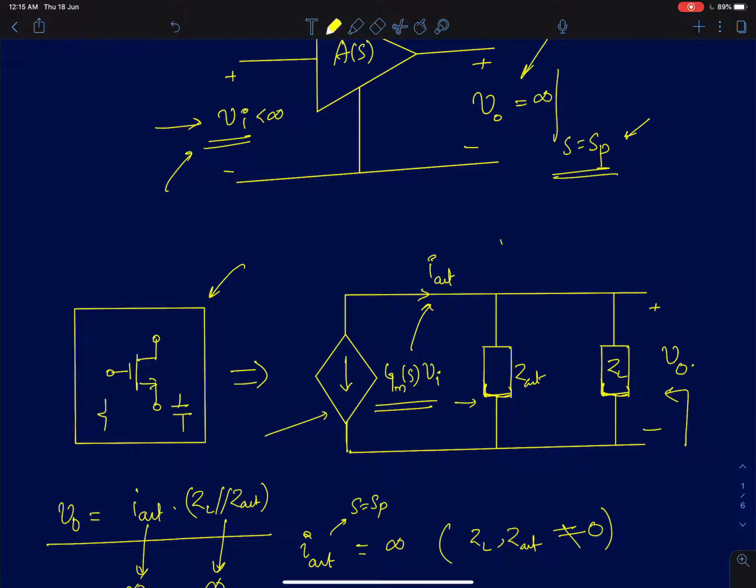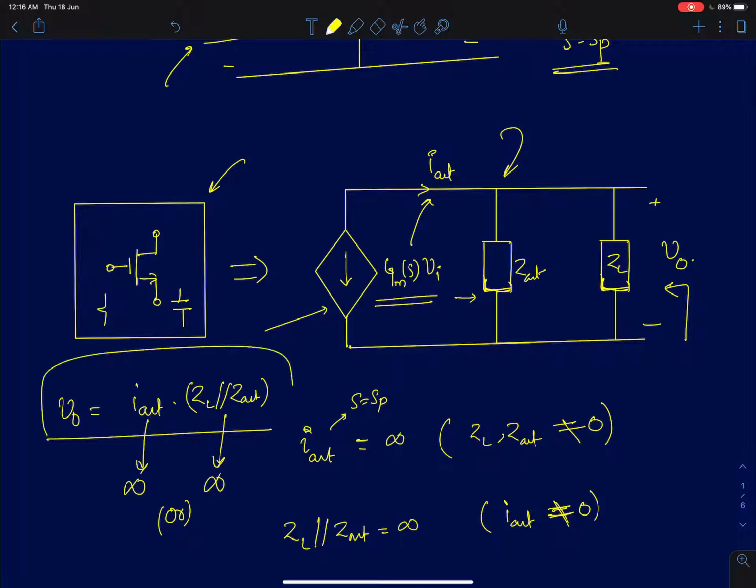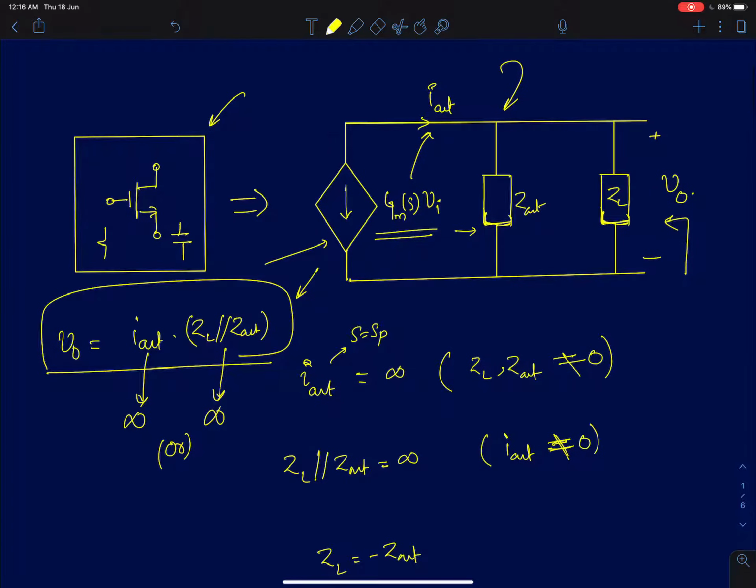Now from this model, we will see how to find poles. Your output voltage is simply I out times ZL parallel Z out. From that we can directly see the condition under which V naught, the output voltage, becomes equal to infinity: that will simply be when I out is infinity or ZL parallel Z out is infinity. The total output impedance, including the load impedance, should become equal to infinity. Then we can say we have a pole at that value of S for which we satisfy either of these conditions. But we have to exercise care when we are applying these conditions.